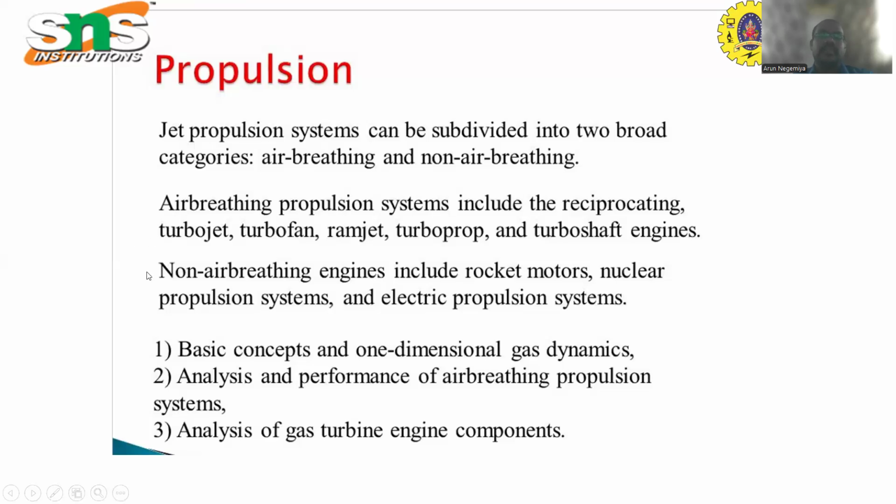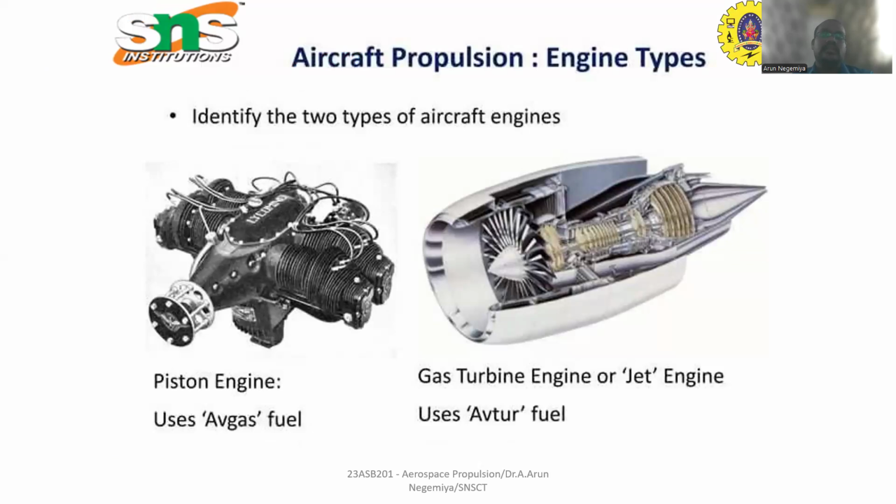The next one is the non-air breathing engine. Non-air breathing engines are utilized for spacecraft only. These engines include the rocket motor, nuclear propulsion system, and electric propulsion system. Non-air breathing engines can be classified into liquid propulsion system, hybrid system, and solid propulsion system. Then the basic concepts of one-dimensional gas dynamics, analysis and performance of air breathing systems, and analysis of gas turbine engine components. Next we are going to discuss aircraft propulsion and its engine types.